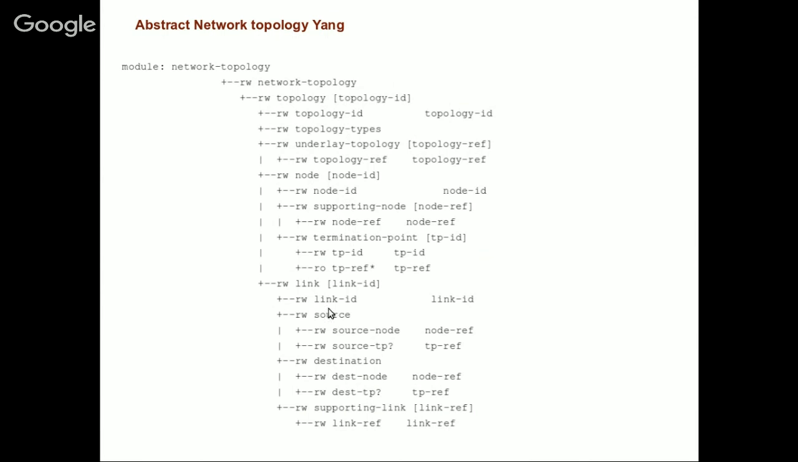Also we have the link. The link has a link ID, the source and the destination node information, and the termination point, if it exists, and the link reference. So this is how the abstract YANG is represented in the IETF draft.